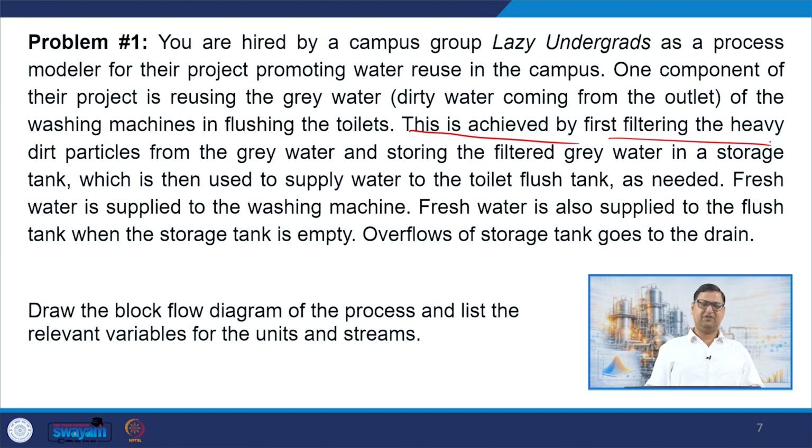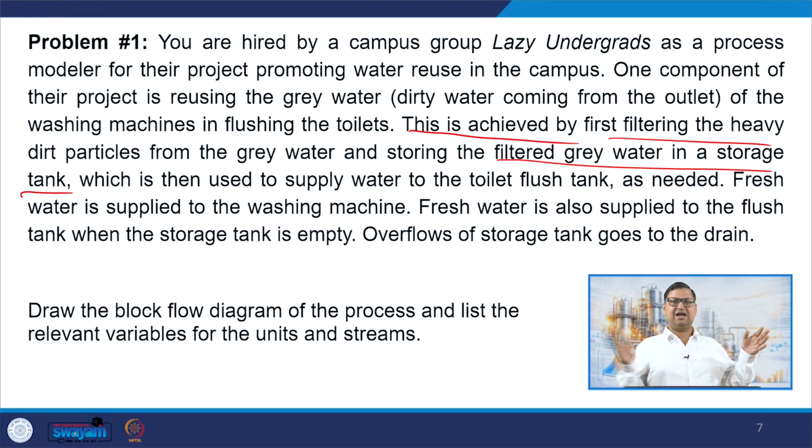So, after filtering the heavy dirt particles from the gray water, the filtered gray water is stored in a storage tank. It is not like the washing machine and toilet are being used together, so they will have different times of use. So you will store the gray water in a storage tank, and whenever it is required, it is supplied to the toilet flush tank as needed.